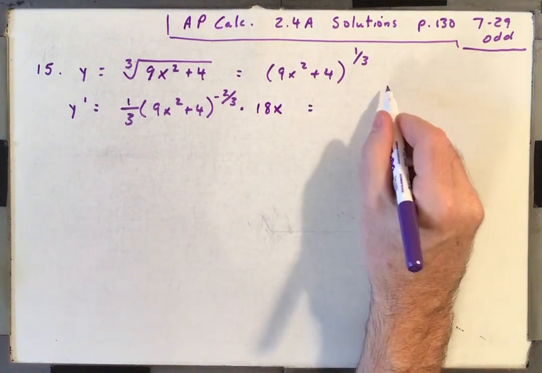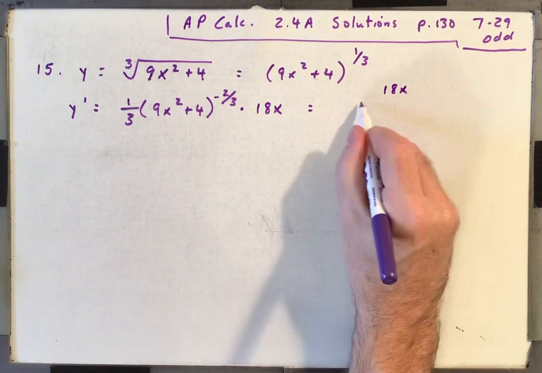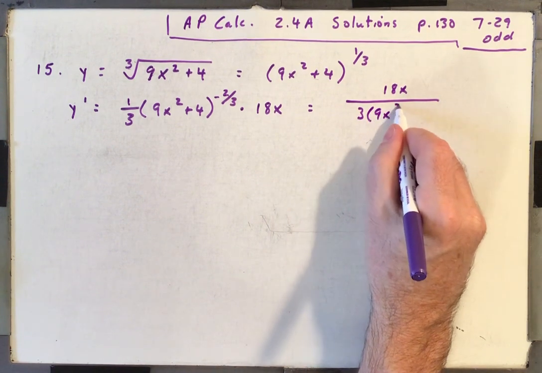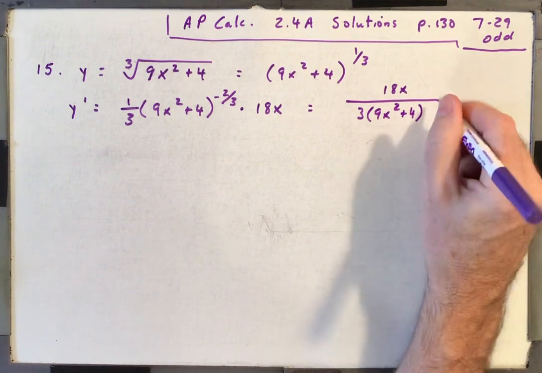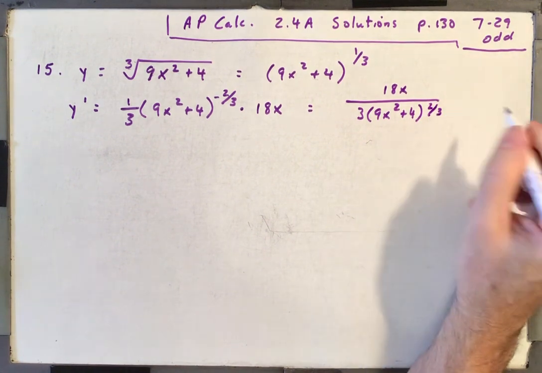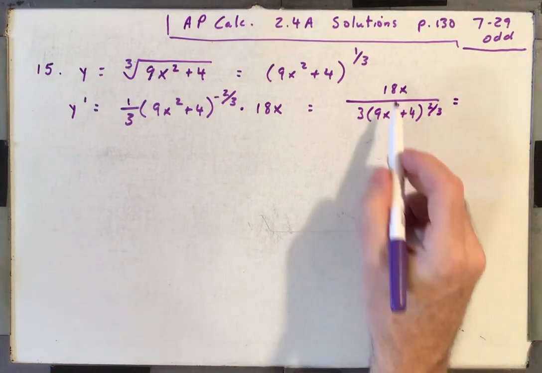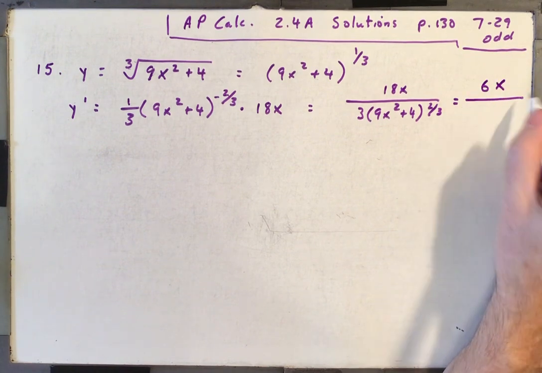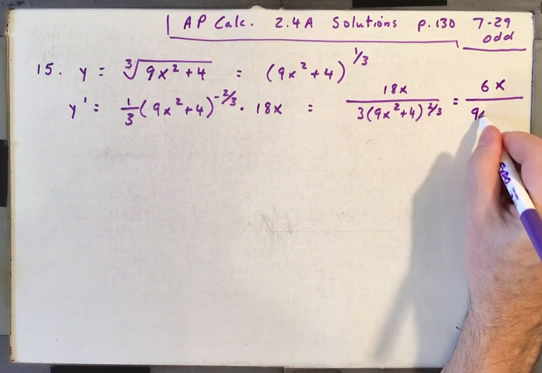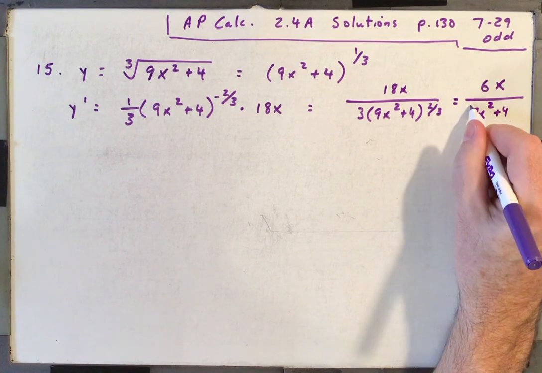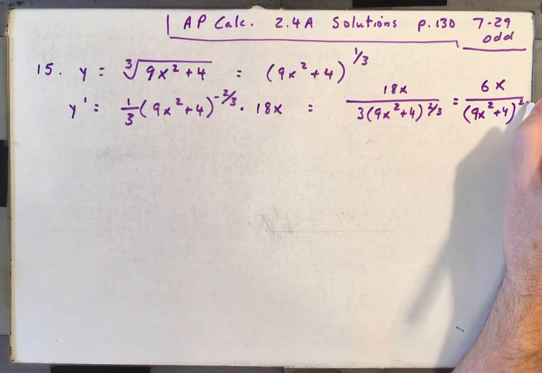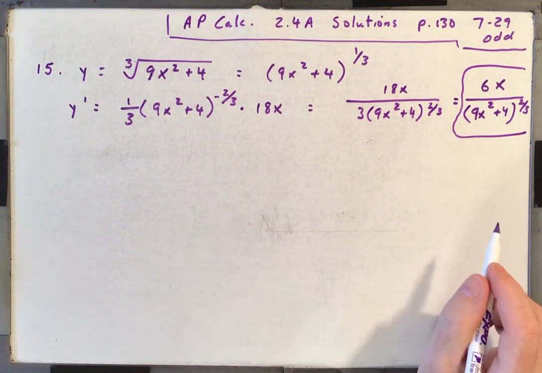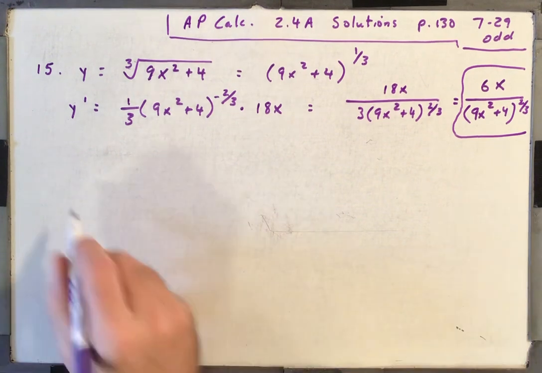So cleaning this up, we'd have 18x on top over 3 times 9x squared plus 4 to the 2/3. We could improve upon that because 18 over 3 is 6. So you just have 6x on top over 9x squared plus 4 to the 2/3 power. So that is the best way to write it. Okay, 17.